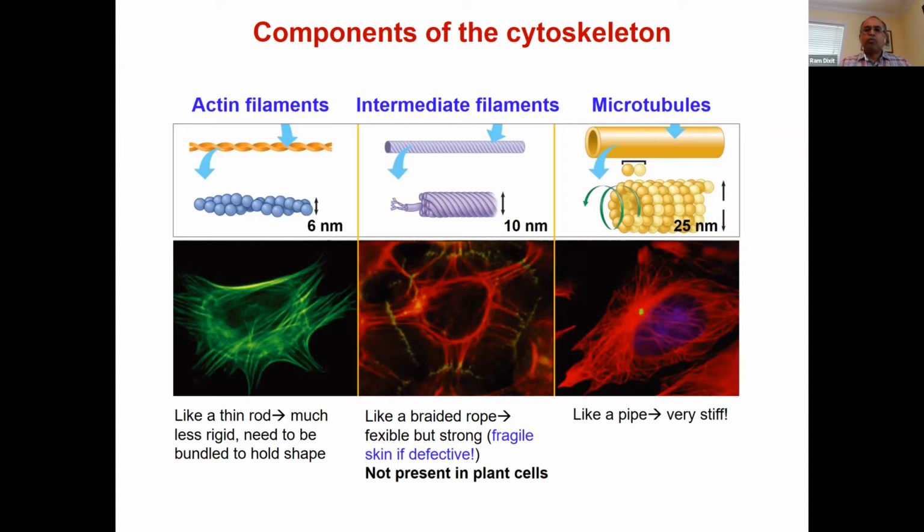While the actin filaments and microtubules are present in both plants and animals, intermediate filaments, at least the classical intermediate filaments, are not present in plant cells. There are some proteins that vaguely resemble intermediate filaments, but there's no evidence to date, using electron microscopy or other techniques, of bona fide intermediate filament-like polymers present in plant cells. Okay. So for our purposes, intermediate filaments are sort of an animal cell characteristic.